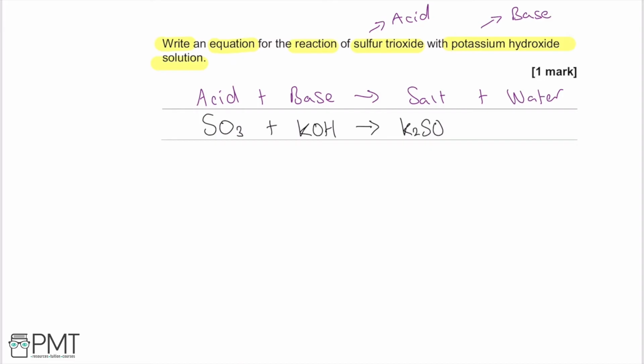K2SO4, where two 1+ charges are needed to balance out the 2- charge on the SO4. If we now balance the equation, we can see that there is an imbalance for potassium straight away, so we can solve this by placing a 2 in front of the KOH, and this fully balances the equation and gets us the mark.